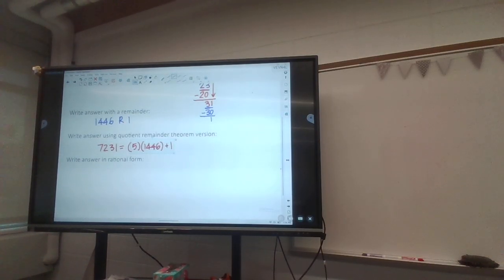The last way to write it, which we'll use quite a bit, is called rational form, and rational is a fraction. So you put the remainder over what you're dividing by. So 1 over 5, since we divided by 5. So 1,146 and 1/5 is the same thing as remainder 1. That's just another way to write it.